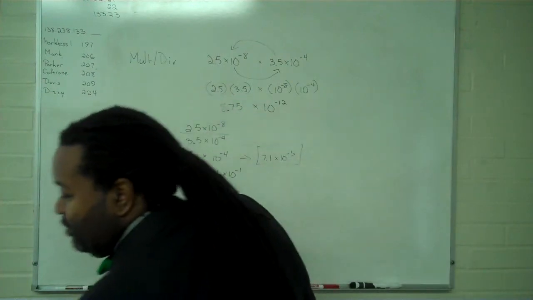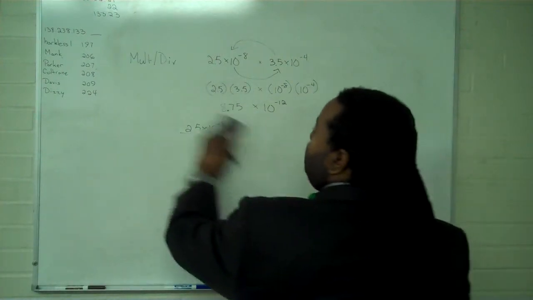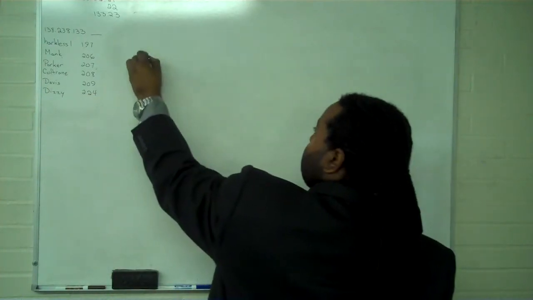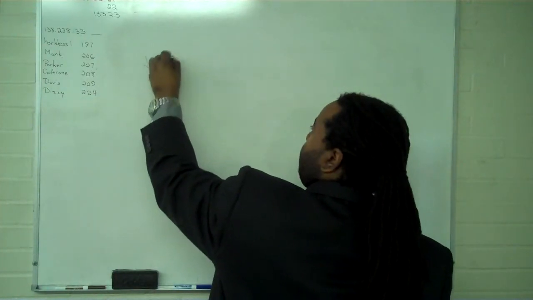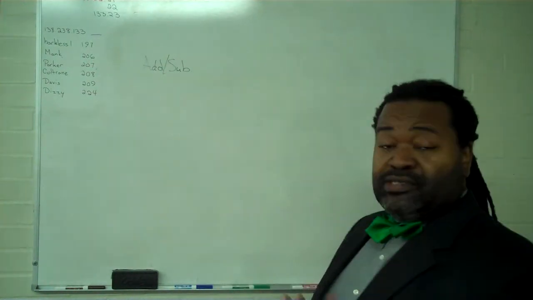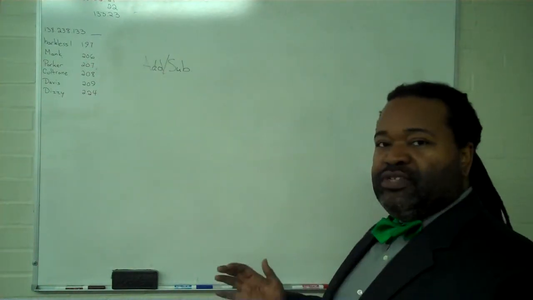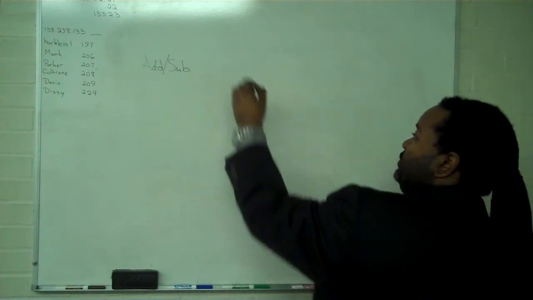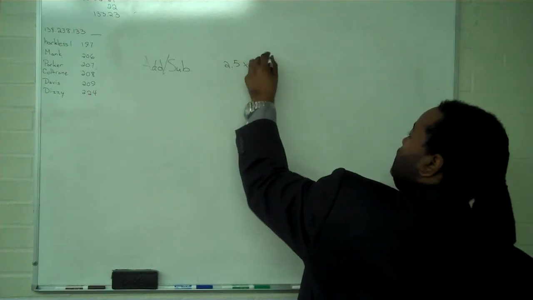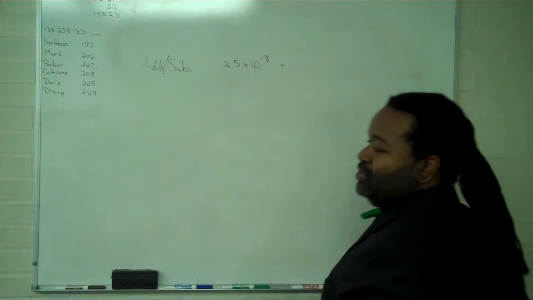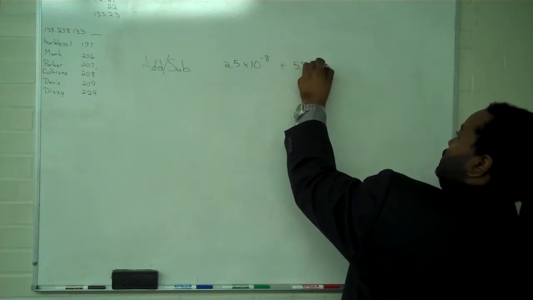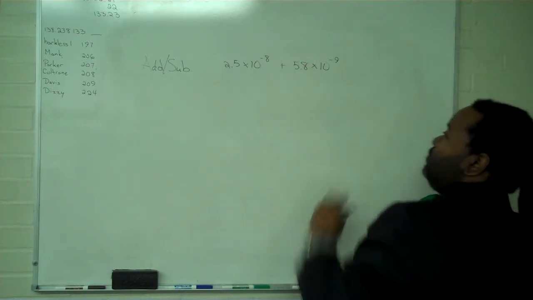Now, grabbing the eraser, let's look at what happens when we want to do addition or subtraction. So let's consider two numbers that are relatively close but have different powers of 10. So consider 2.5 times 10 to the minus 8, and we want to add to that 5.8 times 10 to the minus 9.